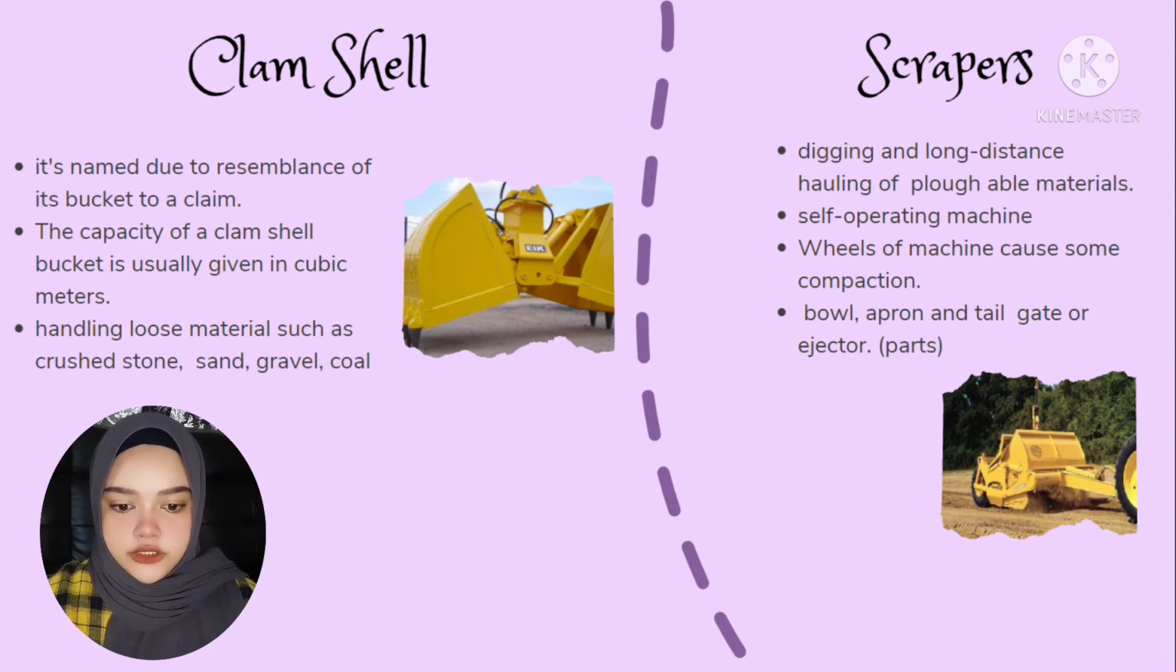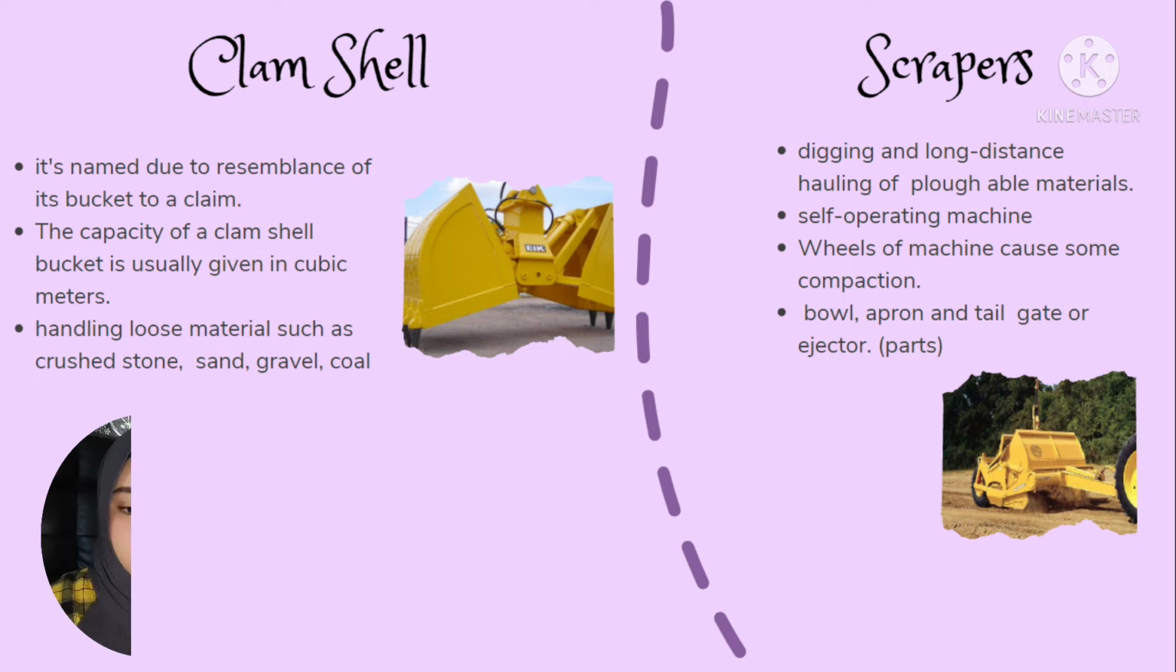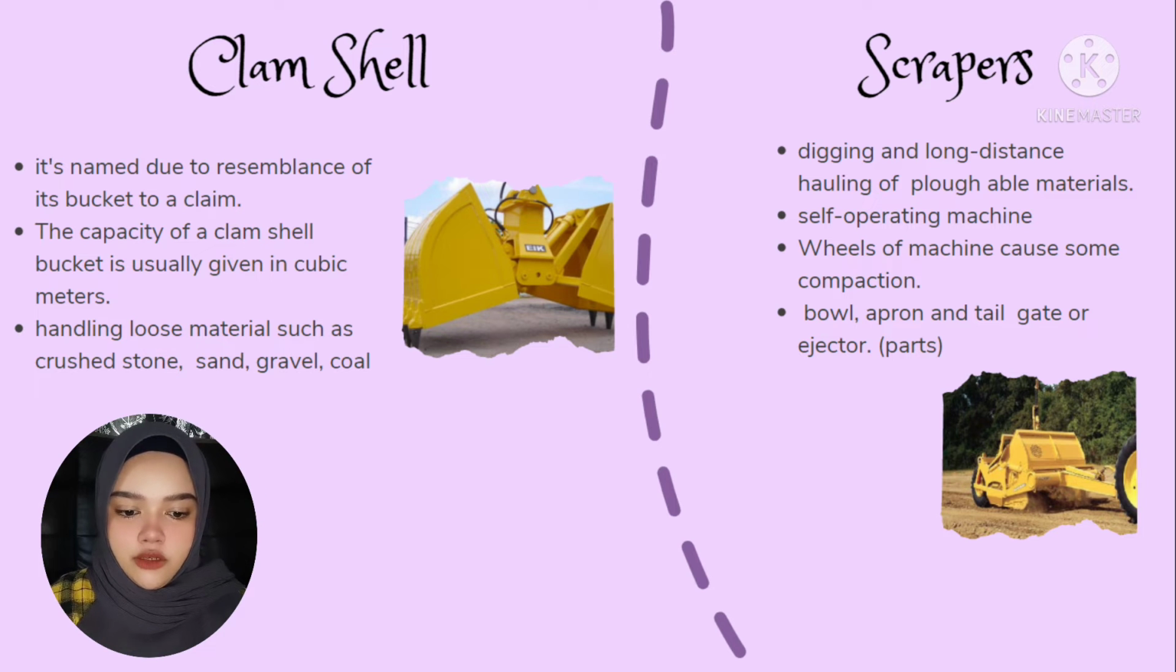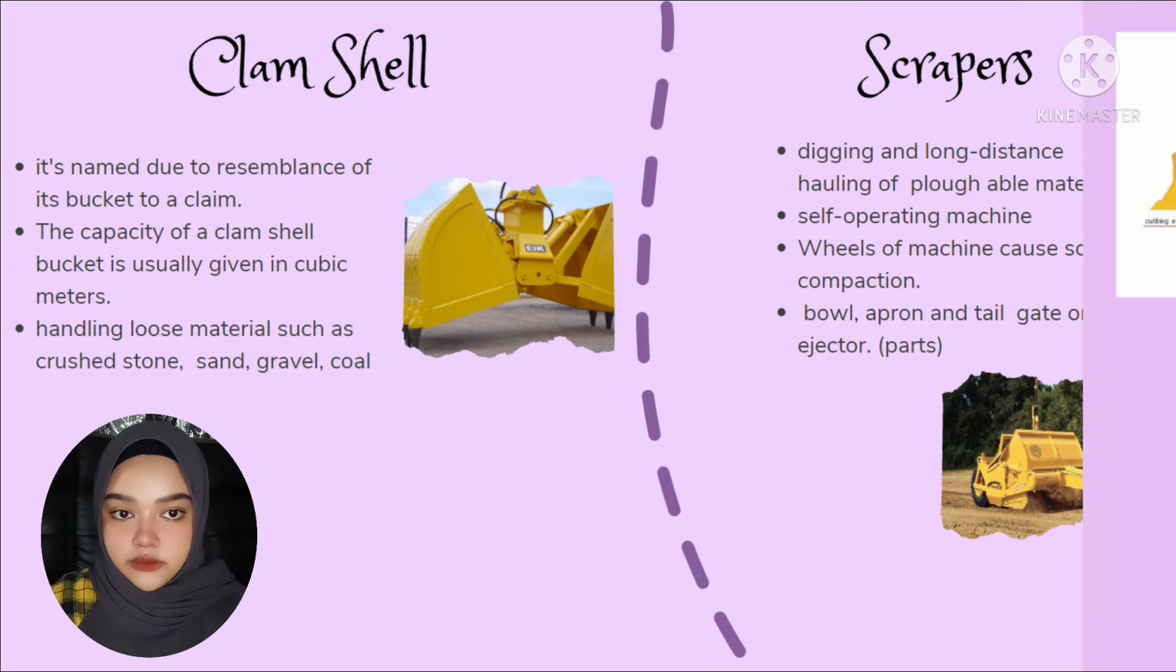Next is clamshell, named due to resemblance of its bucket to a clam. The capacity of a clamshell bucket is usually given in cubic meters, used for handling loose materials such as crushed stone, sand, gravel, and coal. Scrapers are used for digging and long-distance hauling of plowable materials. It's a self-operating machine. The wheels of the machine can cause some compaction.